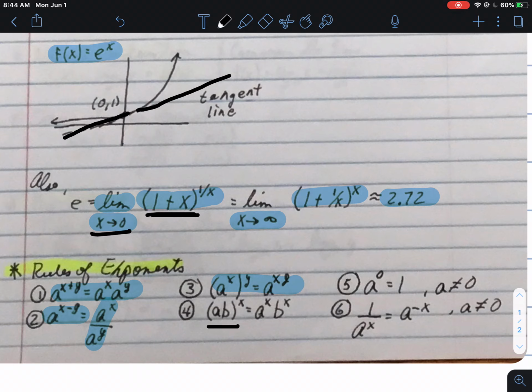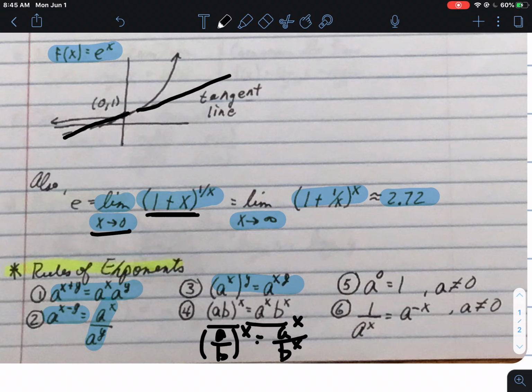If we have a product raised to a power, we can apply that exponent to each factor individually. Remember, this also works for division. So if you had, say, a fraction a over b to the x, I could do the same thing, right? I could apply the exponent to each of those individually. And again, it works both ways.